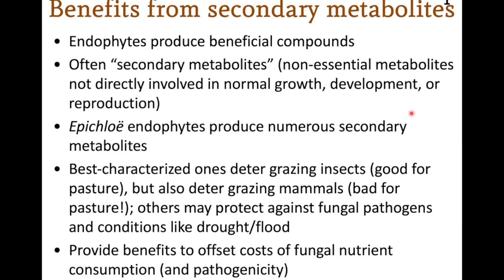And the idea here is that these secondary metabolites are producing these benefits that offset the costs of fungal nutrient consumption, so the use of plant sugars by the fungi, and also potentially of things like the pathogenicity, so the suppression of host grass reproduction that we talked about in the previous lecture. And so by providing these benefits, they're able to offset these costs and therefore act as mutualists for the benefit of the plant. So let's go to the next slide.